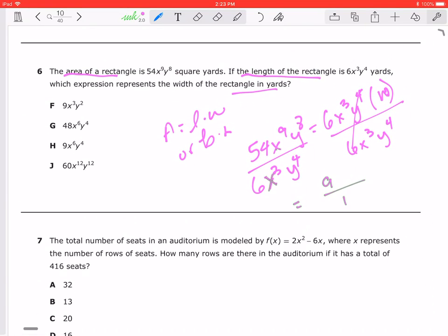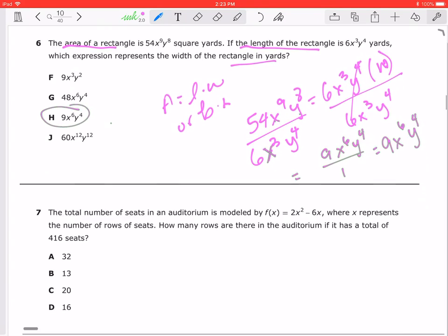So x to the 9th on the top and x to the 3rd on the bottom. So we're going to take 3 from 9. That's going to give me x to the 6th. I have y to the 8th on top and y to the 4th on bottom, so 8 minus 4 will give us y to the 4th. Now, any number divided by 1 is itself. So our answer should be 9x to the 6th power y to the 4th, which is our answer choice H.